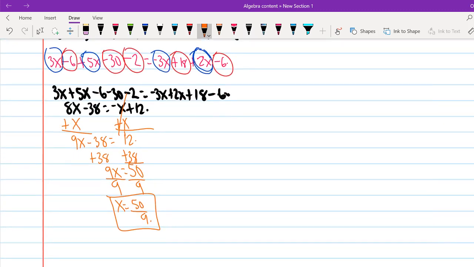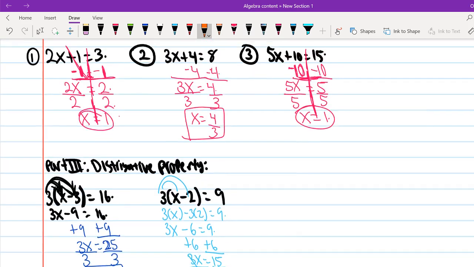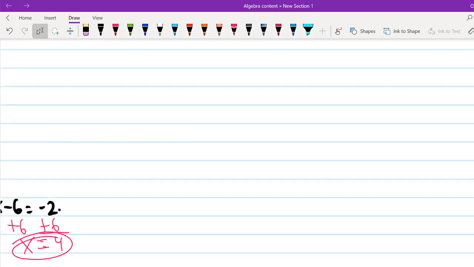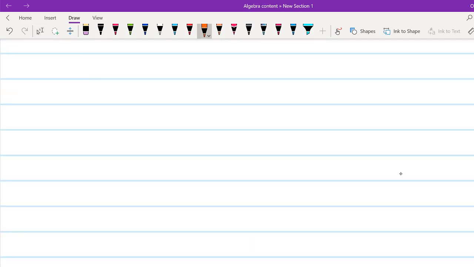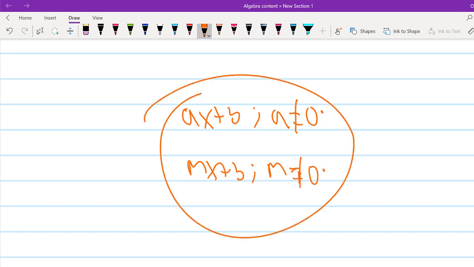But I hope this helps with solving linear equations and just knowing the basic form of it. And also, a linear equation is of the form ax plus b such that a does not equal 0, or of the form mx plus b such that m does not equal 0. It can be either way.